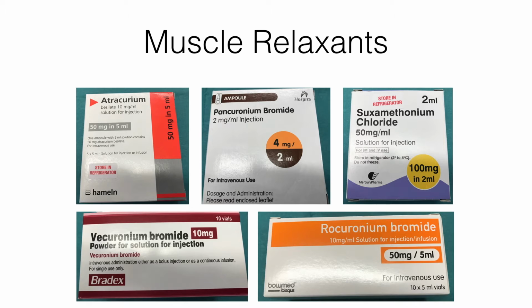So the muscle relaxants can be divided up into two types, depolarizing and non-depolarizing, based on their mechanism of action. And to explain how they work, you need to have a basic knowledge of how transmission occurs at the neuromuscular junction. So when an action potential arrives at the nerve ending, it causes release of acetylcholine into the synaptic cleft, which is the gap between the nerve and the muscle fibre.